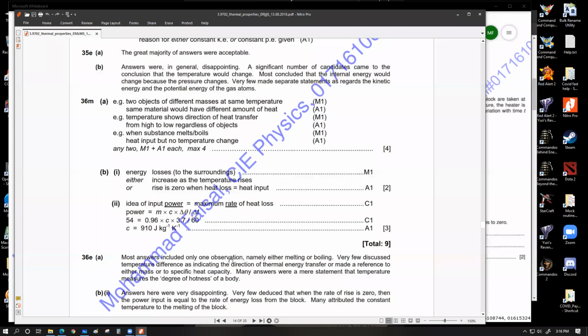Most answers included only one observation, namely either melting or boiling. Very few discussed temperature difference as indicating the direction of thermal energy transfer or made a reference to either mass or specific heat capacity. Many answers were a mere statement that temperature measures the degree of hotness of a body.